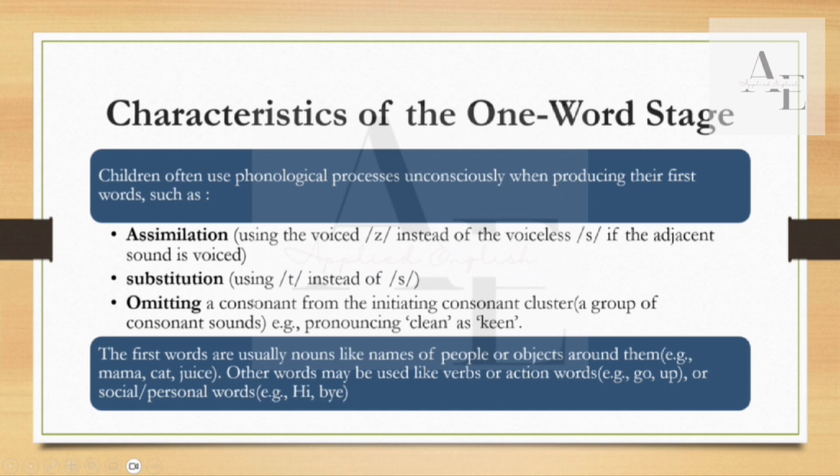Omitting a consonant from the initiating consonant cluster. The consonant cluster is a group of consonant sounds without a vowel between them, like sp and split. They pronounce clean as keen by omitting the L, making it without a consonant cluster in the beginning. Then we have the second characteristic: the first words are usually nouns, like names of people or objects around them, like mama, cat, or juice. Other words may be used, like verbs or action words such as go or up, or personal or social words like hi and bye.